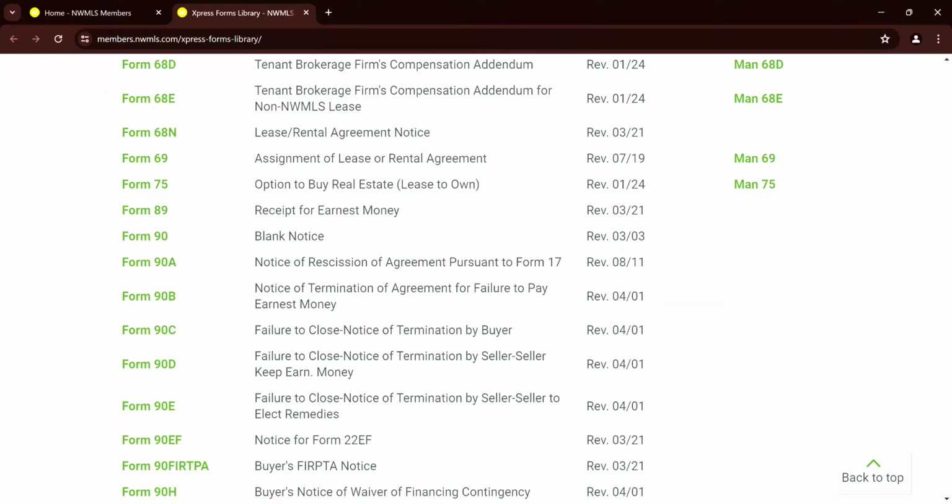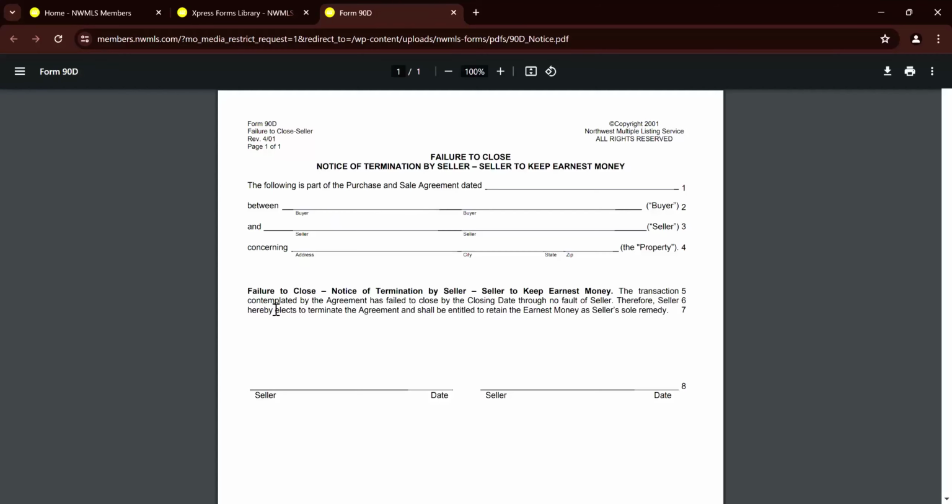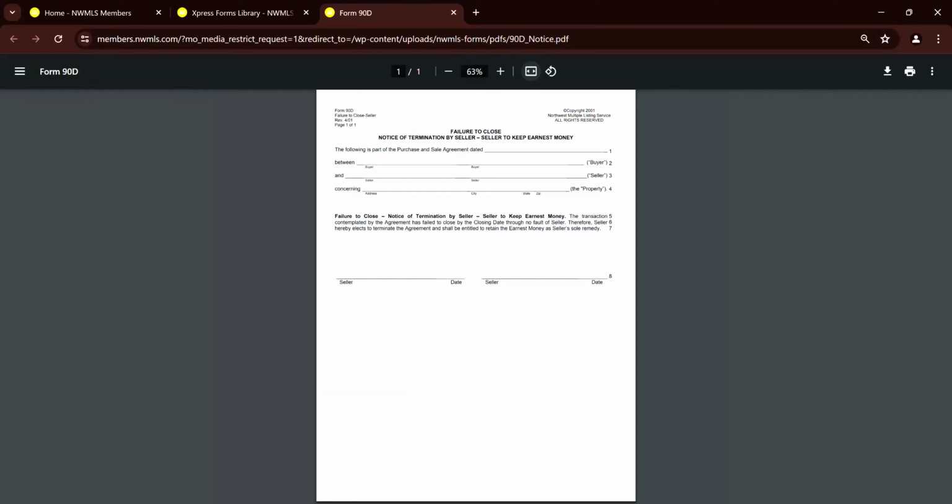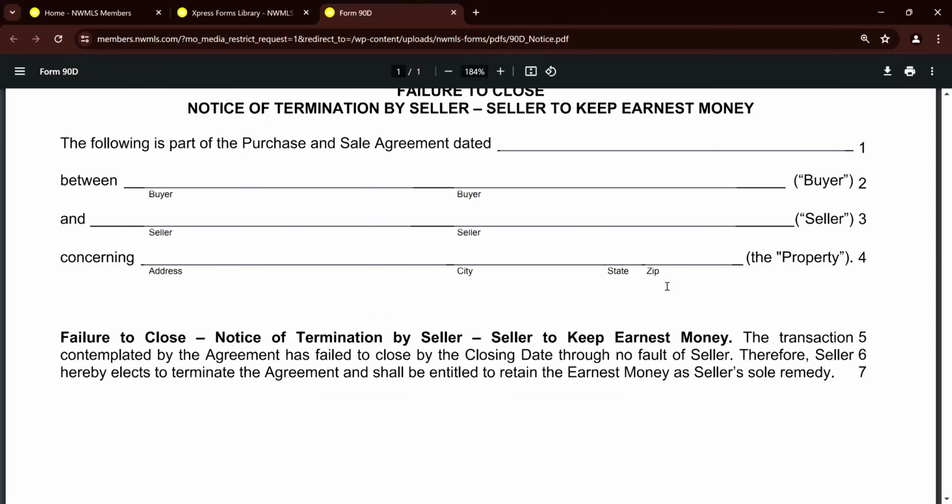All right, 90D, failure to close, notice of termination by seller. Sellers keep earnest money. Okay. Failure to close, notice of termination by seller. Seller to keep earnest money.